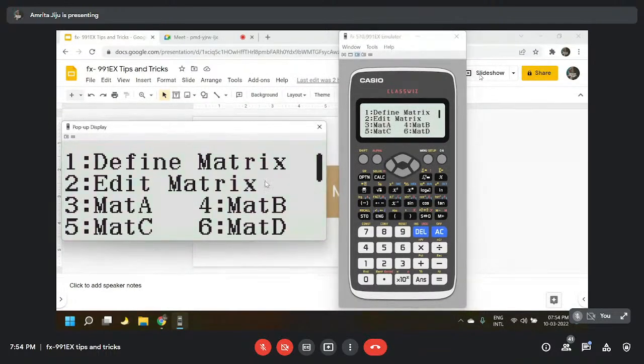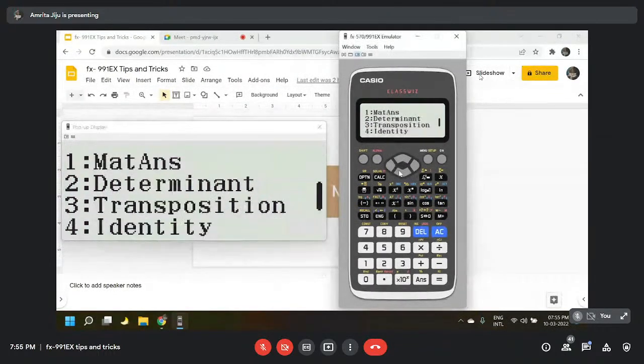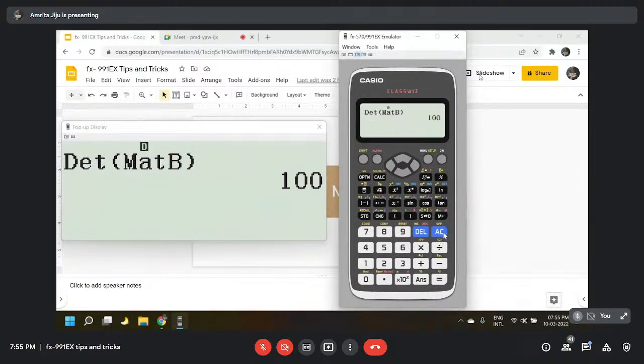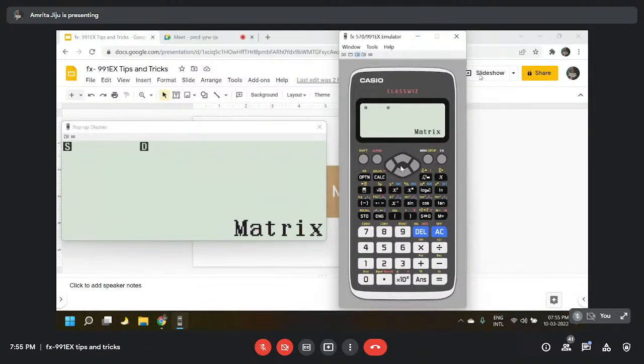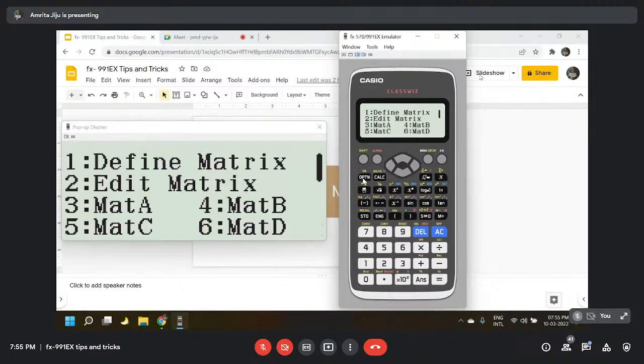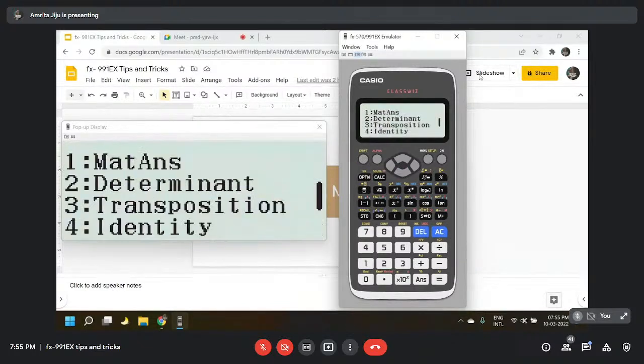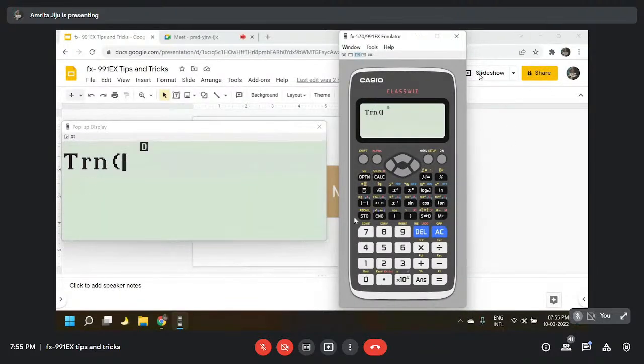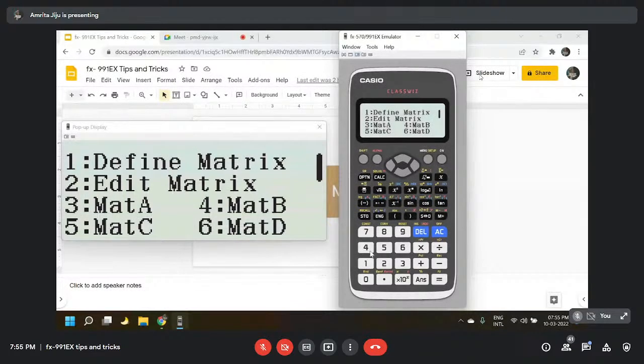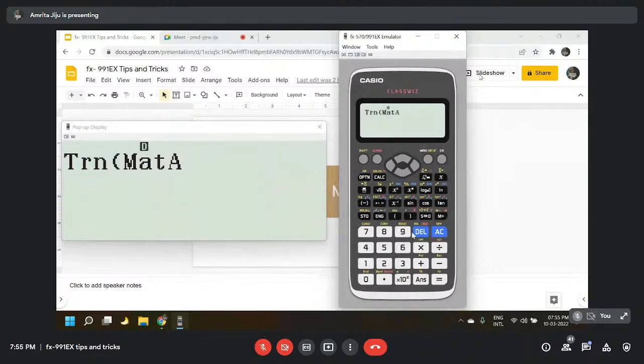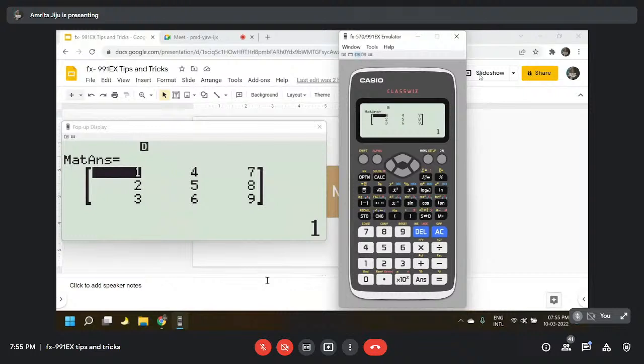Now we can actually find the transposition of the matrix. For that, we need option 3. Okay. Now just go to the options, go to the next menu and just click 3. So you have to find the transposition. Just hit matrix A and yeah, that's how you find the transpose of the matrix.